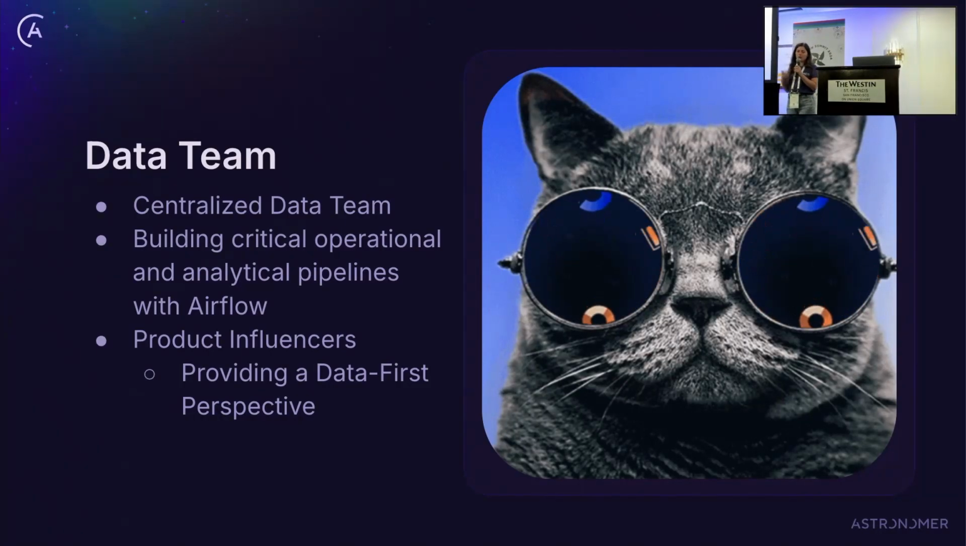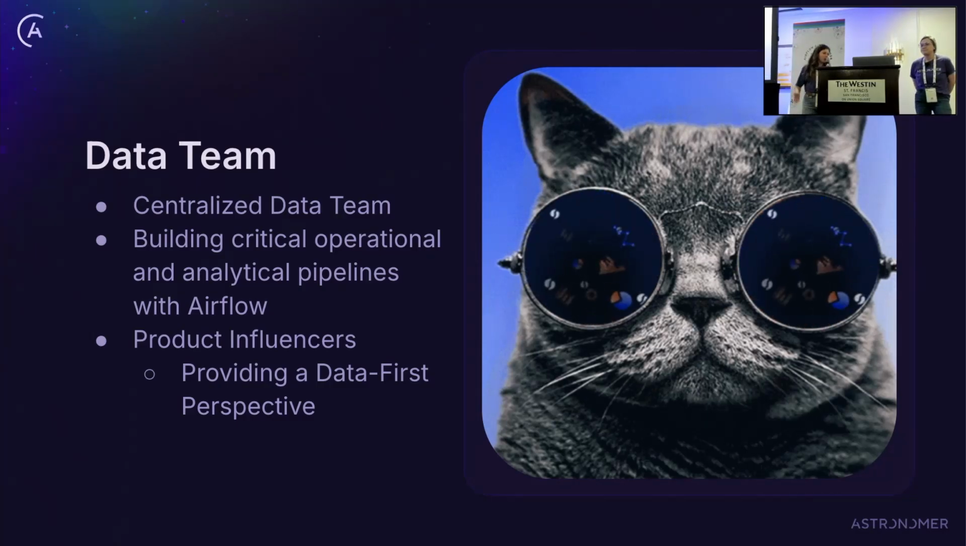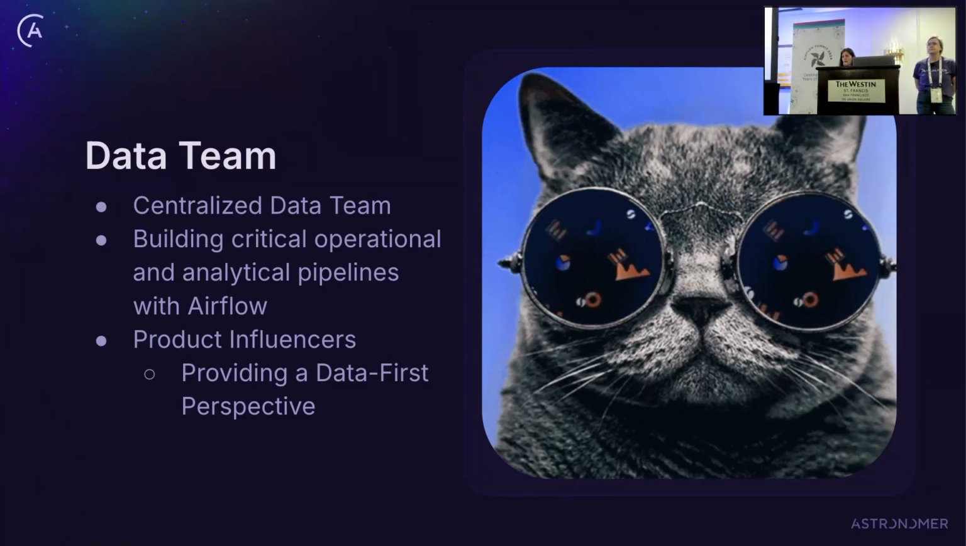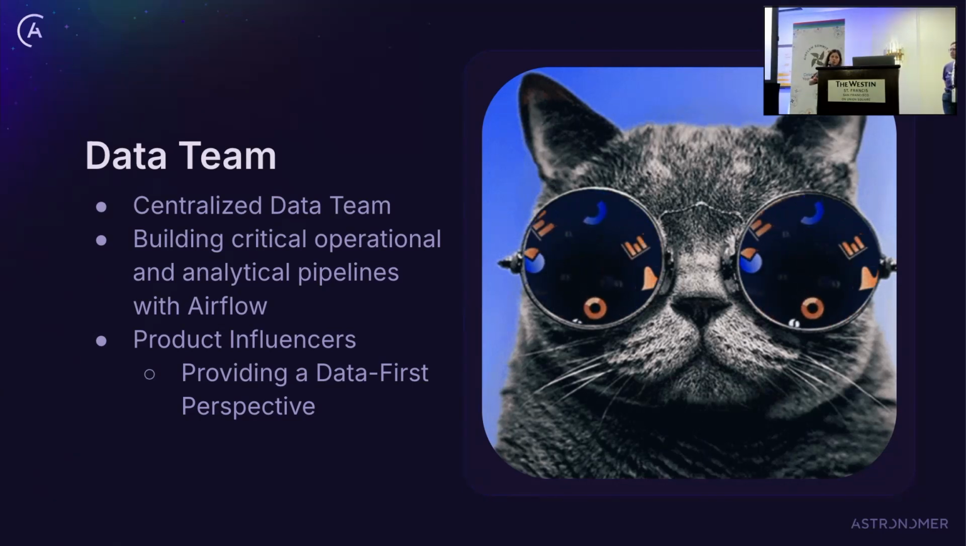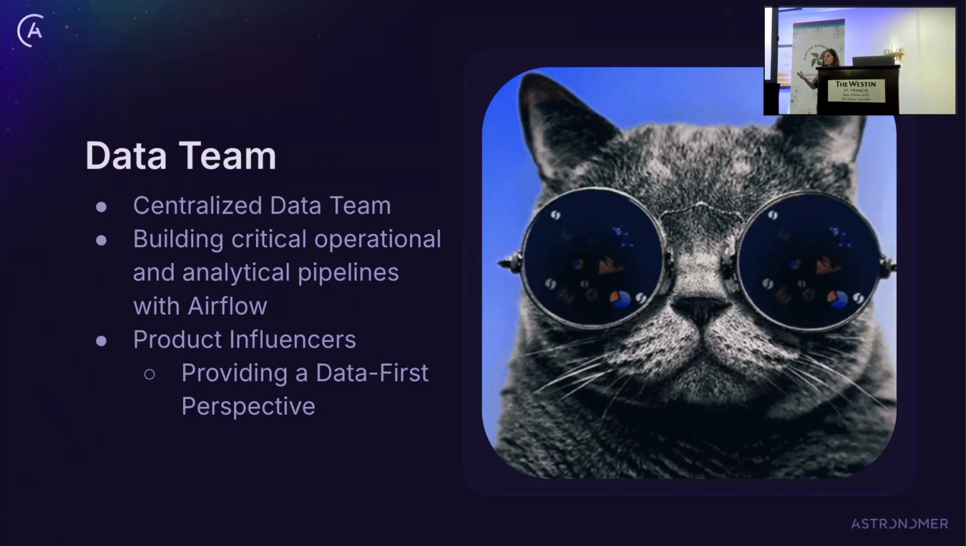We build primarily critical operational pipelines with Airflow for a lot of internal customers, such as all the departments at the company and the executive team, for example. But we are also, in a way, product influencers because we are, in fact, doing all our work with Airflow and Astro. So we are our own internal customer, which means that we get to experience the product firsthand, which means that, of course, we share with the product team any product gaps or enhancements that we feel could be useful.